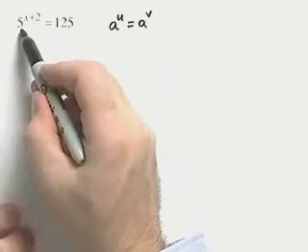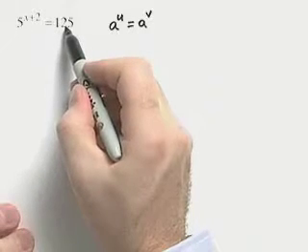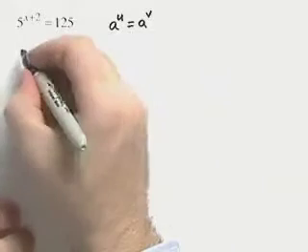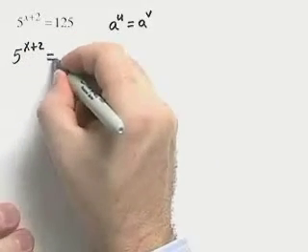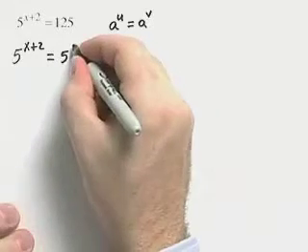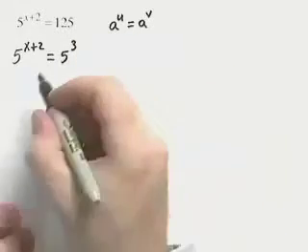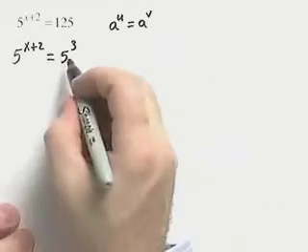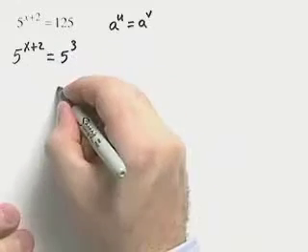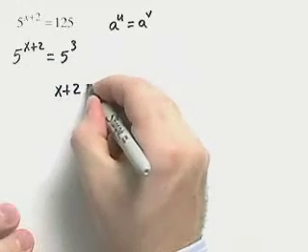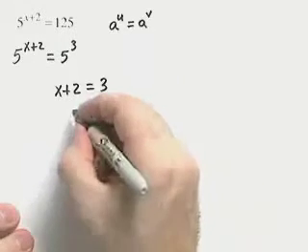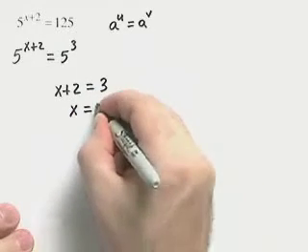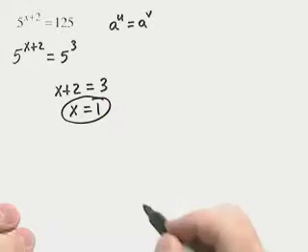We've got a base of 5 on this side, so we'd like to be able to write 125 as 5 to a power. 5 to the x plus 2, 125 we can write as 5 cubed. Since we have now the same base on both sides, we can set the powers equal to each other. X plus 2 is equal to 3, and we just need to solve this equation for x. Subtract 2 from both sides, we get x is equal to 1.